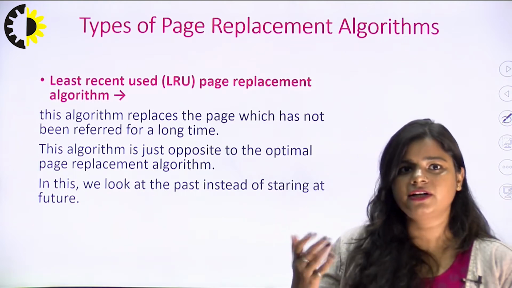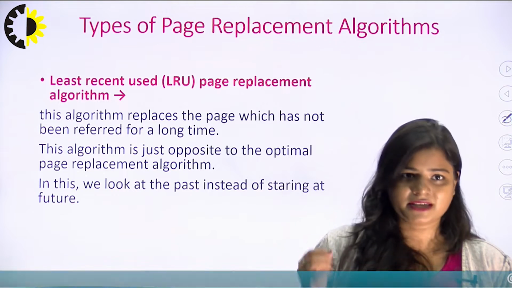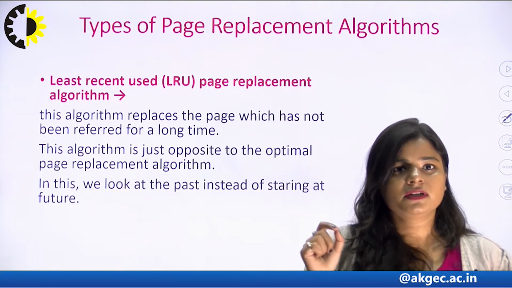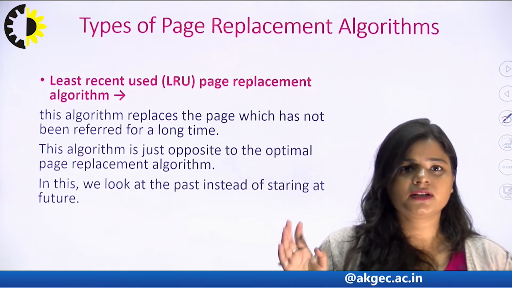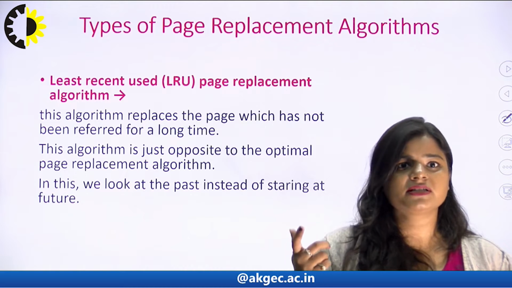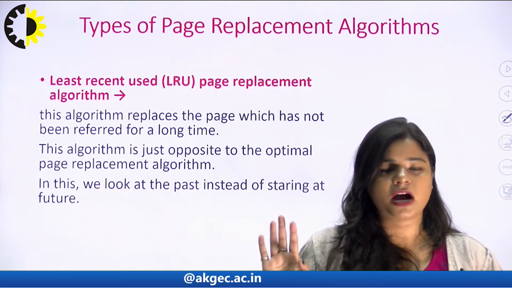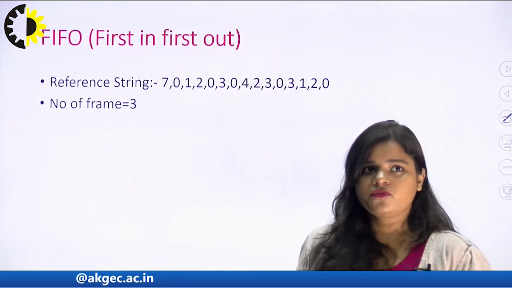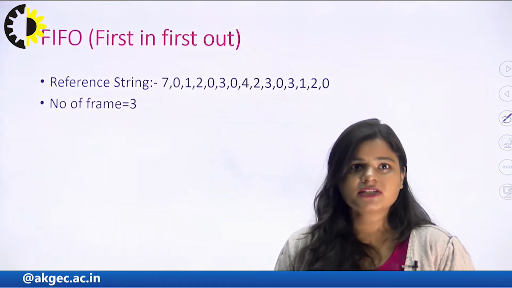So let's continue with these three algorithms with an example. I will take a string and solve the question with all three algorithms. You can also start with the example. After solving the example, you will understand better how this kind of algorithm works. So let's start. First we have FIFO, first in, first out.